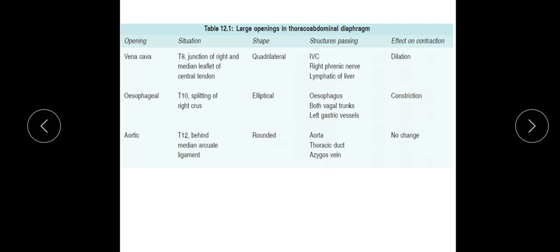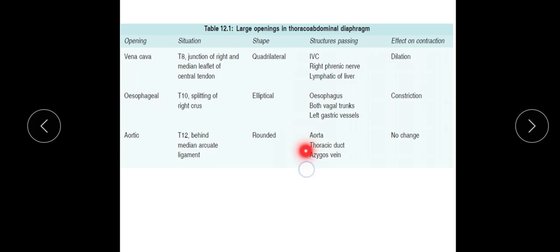The important structures passing through the vena cava opening are the inferior vena cava, right phrenic nerve and lymphatics of the liver. Through the esophageal opening, not only the esophagus passes, but along with the esophagus both the vagus nerves and the left gastric vessels pass through. Many times in the PG and UG exams, this question is asked.